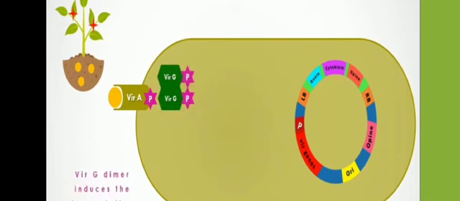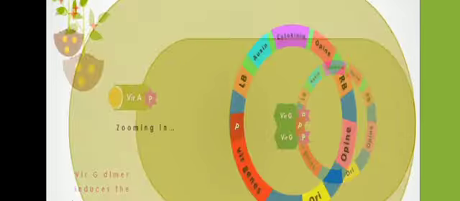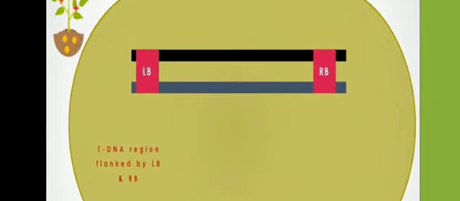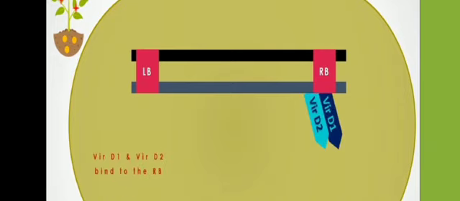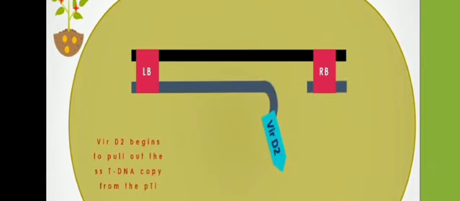And in this way, this Vir G protein, in the form of a dimer, activates the other Vir operon genes. And here we have the tDNA region that is flanked by the left border sequence and right border sequence. And at the right border sequence, Vir D1 and Vir D2 proteins bind. And in this way, this Vir D1 acts as a topoisomerase, and Vir D2 will act as an endonuclease, and it will cut out that single-stranded tDNA.